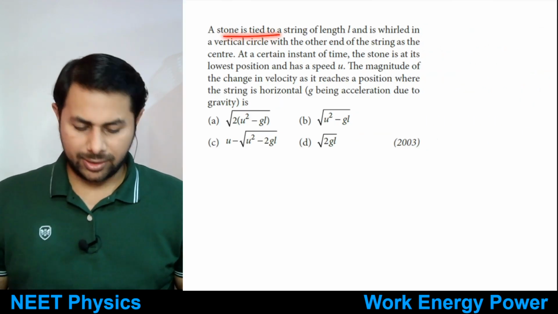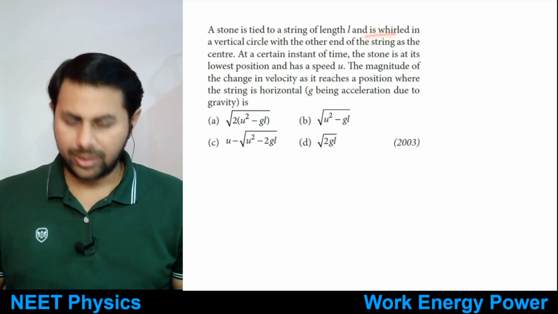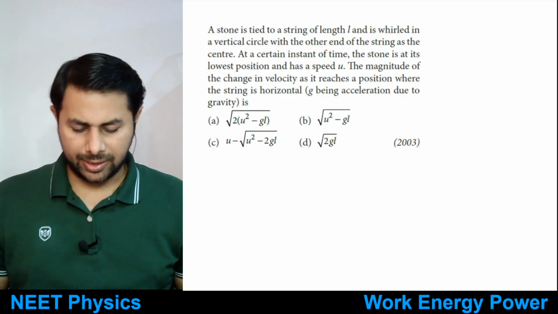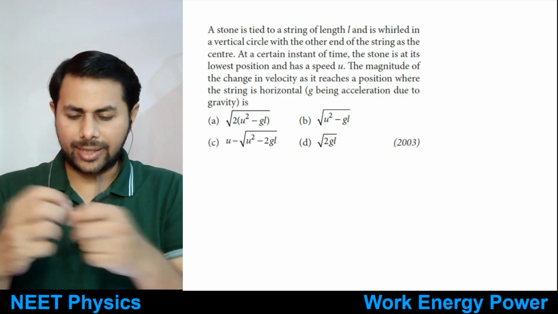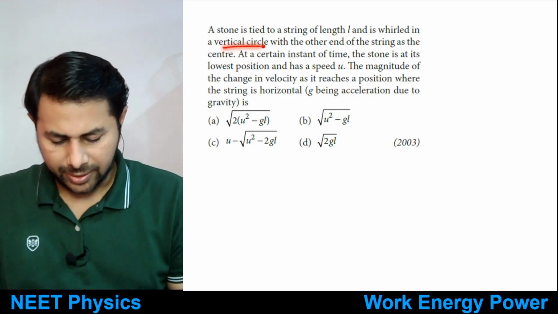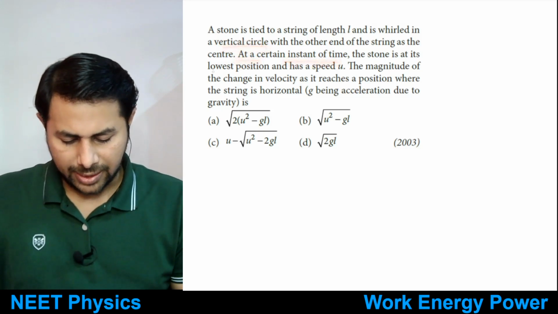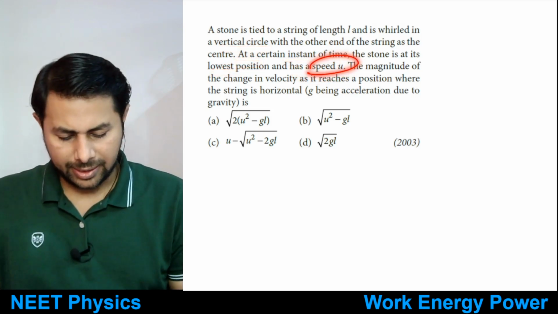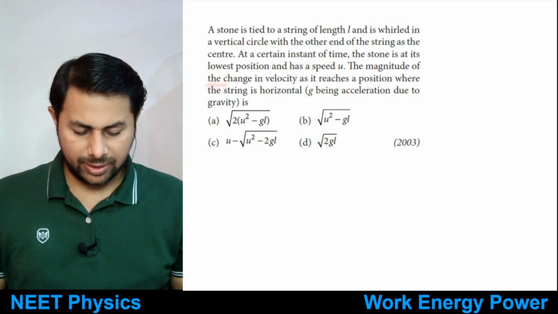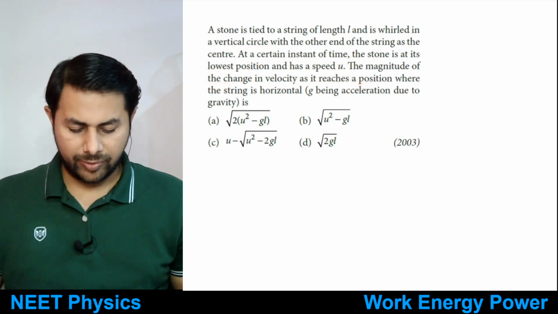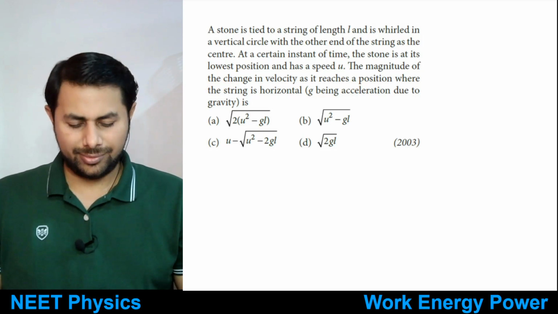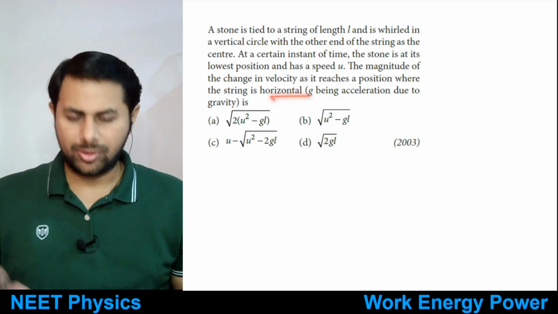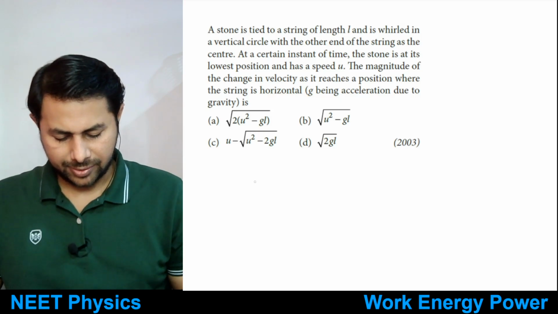A stone is tied to a string of length L and is whirled in a vertical circle with the other end of the string at the center. At a certain instant of time, the stone is at the lowest position and has speed u. What would be the magnitude of change in velocity as it reaches a position where the string is horizontal? So this is the question.